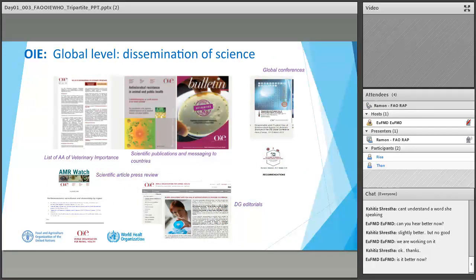So these are the tools that OIE develops to disseminate different information. It is not only AMR or AMU, it is about Nordic fiber diseases and different other things as well. So at this moment, we are presenting a lot of information about antimicrobial resistance and usage.